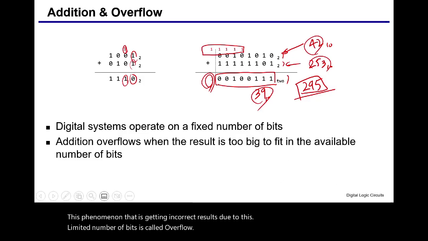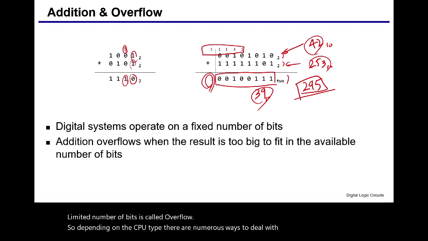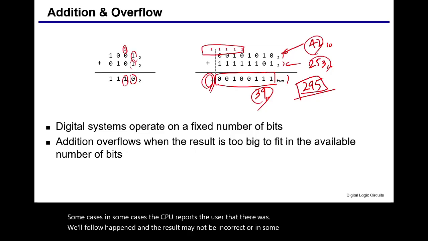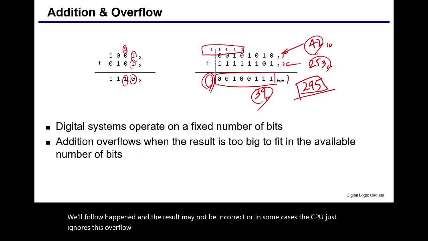Depending on the CPU type, there are numerous ways to deal with these overflow cases. In some cases, the CPU reports to the user that an overflow happened and the result may be incorrect. Or in some cases, the CPU just ignores these overflow cases and lets the user deal with such cases.